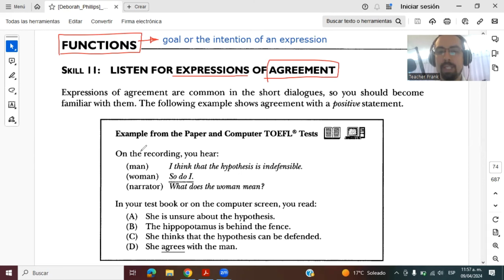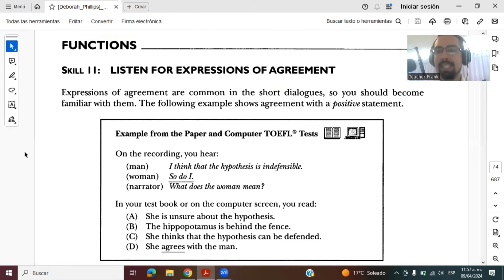Okay, so the first example we have here is when someone says, I think that the hypothesis is indefensible. And the woman says, so do I. What does the woman mean? She is unsure about the hypothesis. The hippopotamus is behind the fence. That doesn't even make sense. She thinks that the hypothesis can be defended, or she agrees with the man. In this case, so do I is an expression that agrees with the man. So yeah, she agrees with the man. So in this case, we're going to be looking at how the expression has an intention, right?